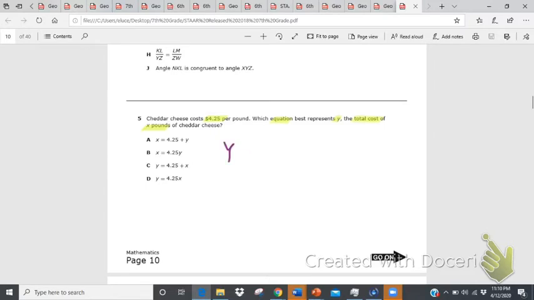So Y, which is the total cost, is equal to the rate, which is $4.25, times X, which is the number of pounds. And you know what? Let me change this here to the total cost. Okay, so total cost, which is denoted by Y, is equal to the rate, which is $4.25, times the number of pounds. The correct answer, ladies and gentlemen, is letter D.